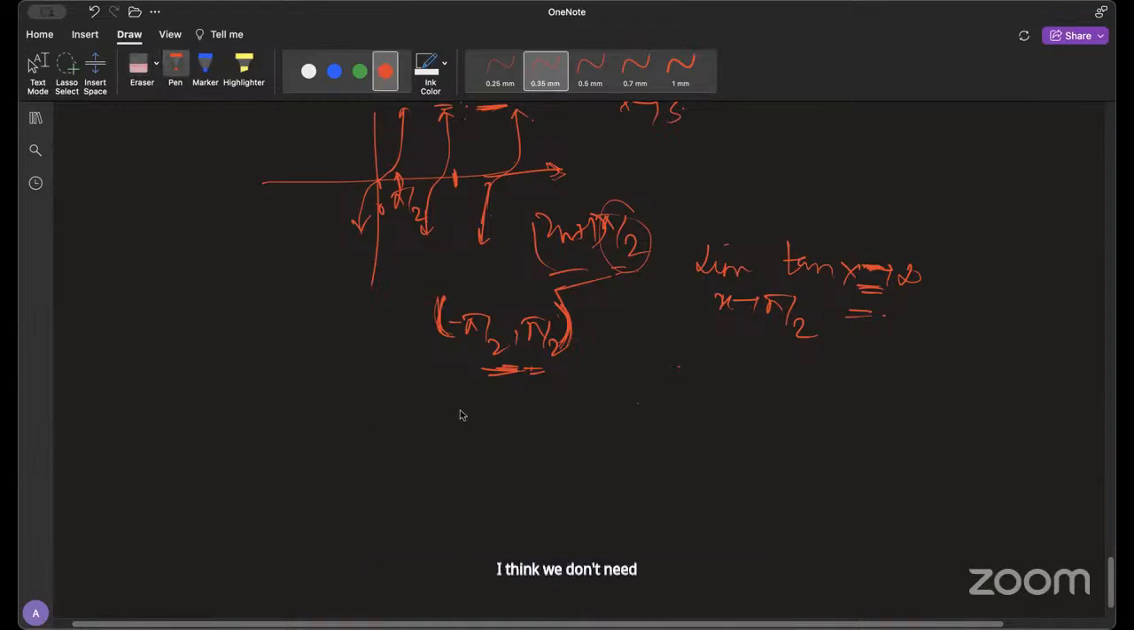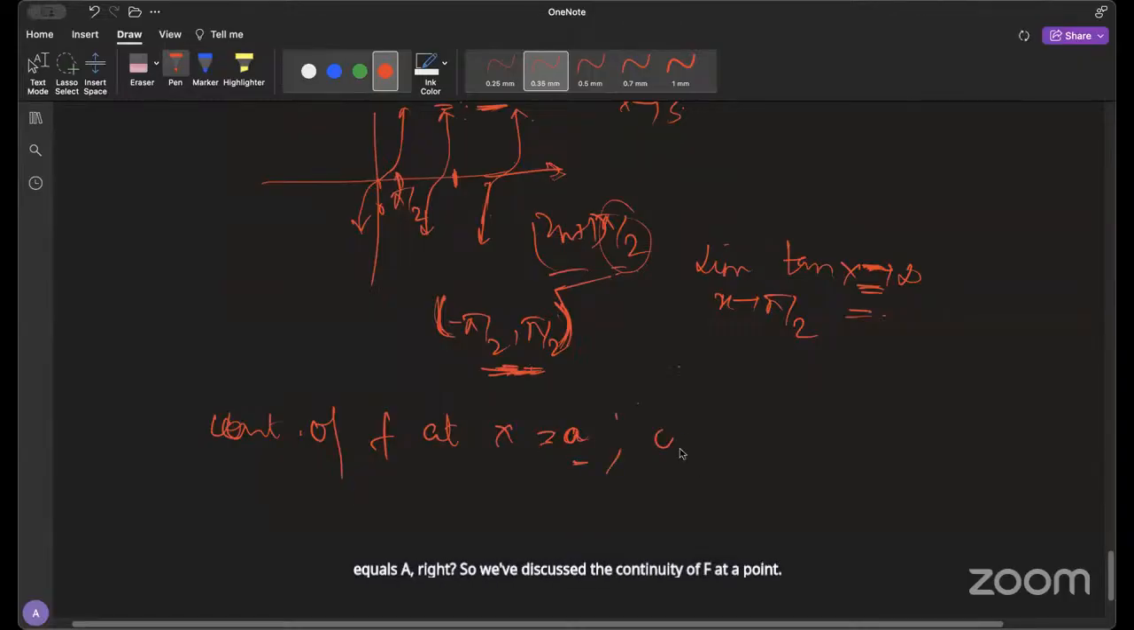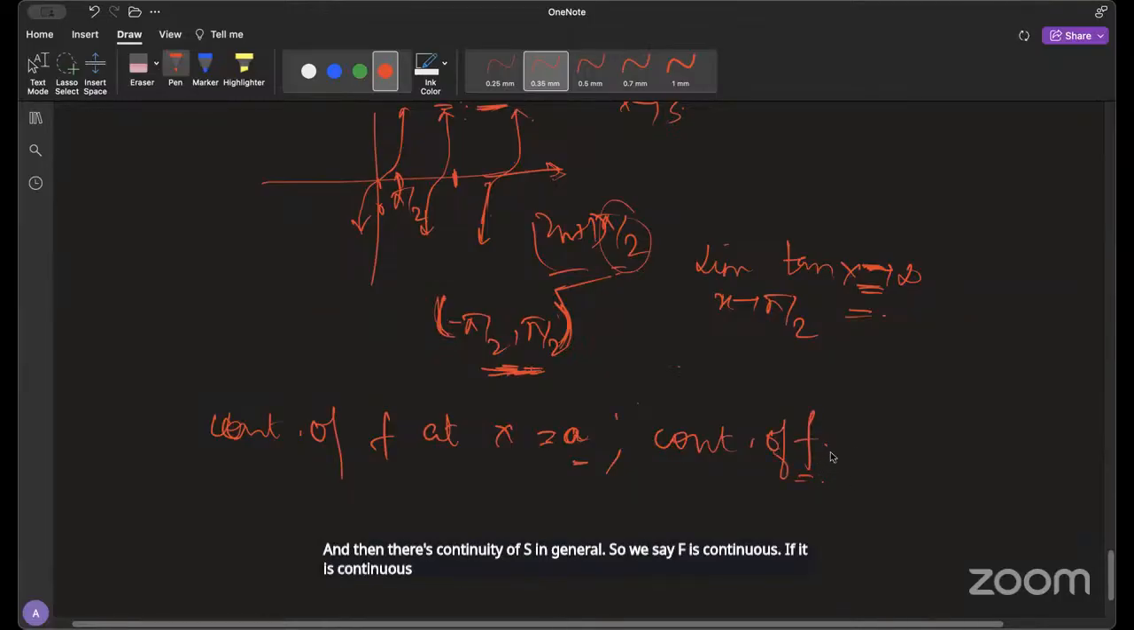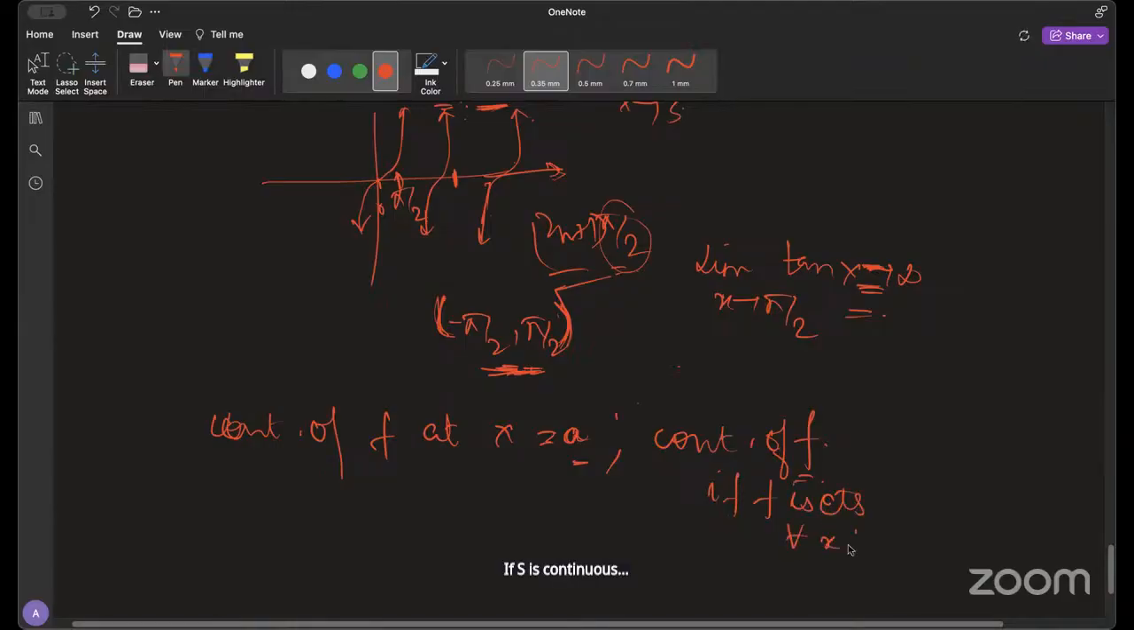I think we don't need to write that, right? So we'll just move on to the rules. So the one that we've discussed is continuity of f at x equals a. So we've discussed the continuity of f at a point. And then there's continuity of f in general. So we say f is continuous if it is continuous at every point in the domain. If f is continuous for all x belonging to the domain, then we say that it's a continuous function.